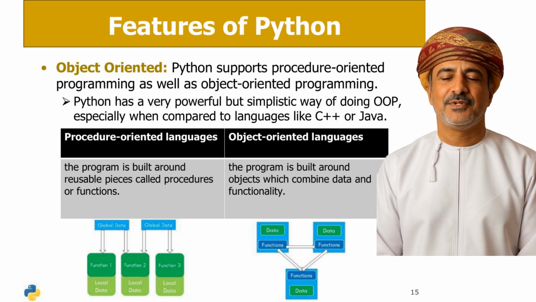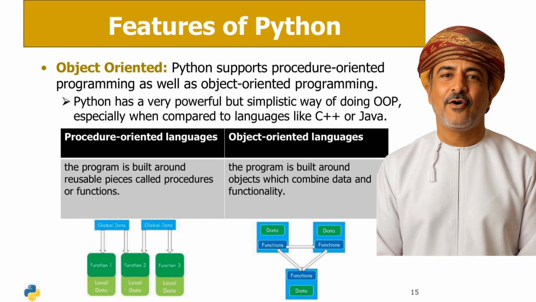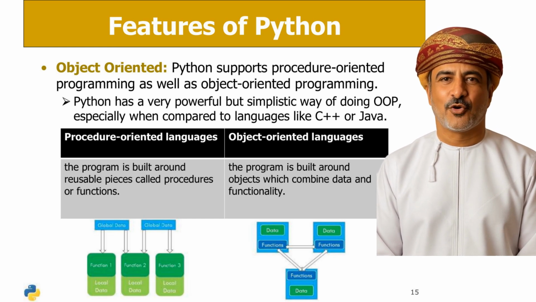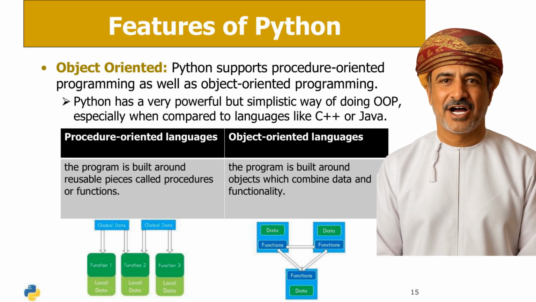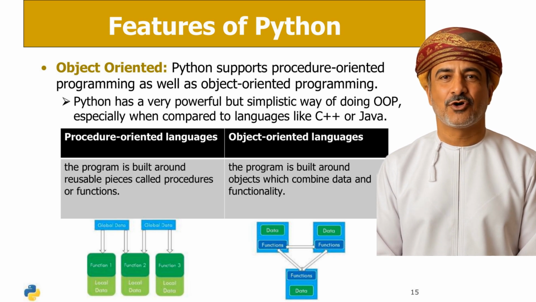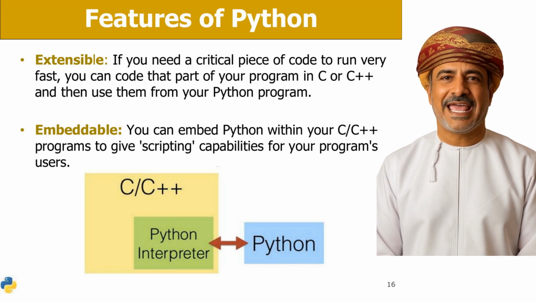Python supports both procedure-oriented and object-oriented programming. It offers a powerful yet simple approach to object-oriented programming, making it more accessible than C++ or Java. In procedure-oriented languages, programs are built around reusable functions, while in object-oriented languages, programs are structured around objects that integrate data and functionality. Python is both extensible and embeddable.